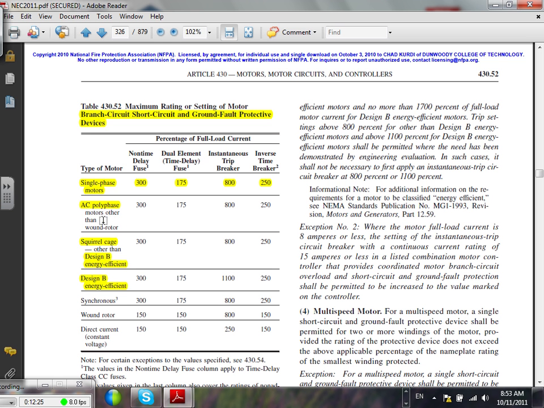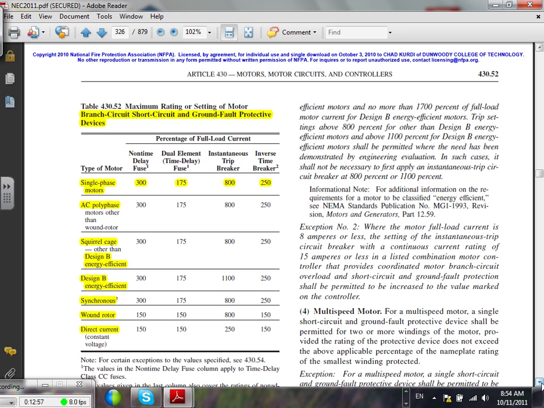AC polyphase motors other than wound rotor, squirrel cage other than Design B. Most of the time you're going to be in squirrel cage. Synchronous motor, God forbid you do one of these. Wound rotor motor and DC motor. These are the major types of motor you're going to be using. At this time, I'm going to be using single phase induction, squirrel cage, as well as single phase and three-phase induction motors. Cool? Can I move on from that one?